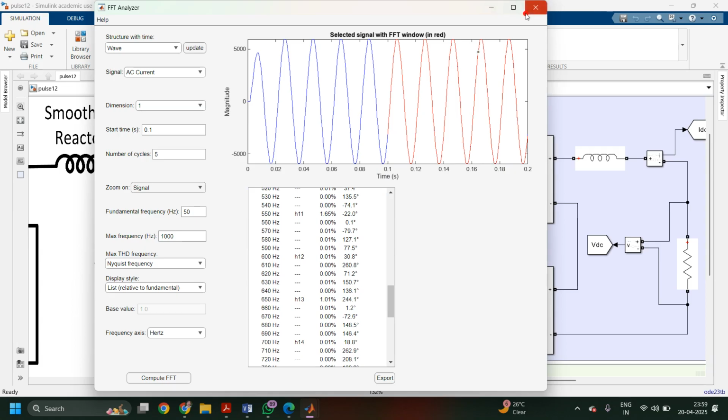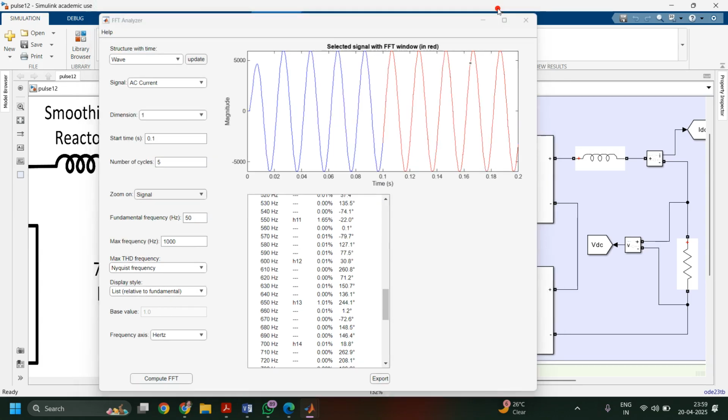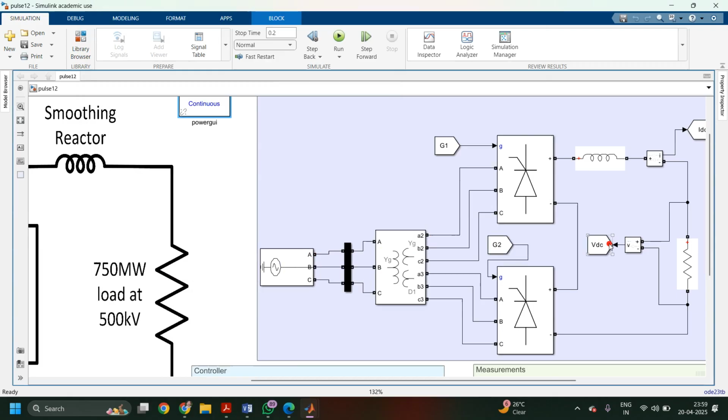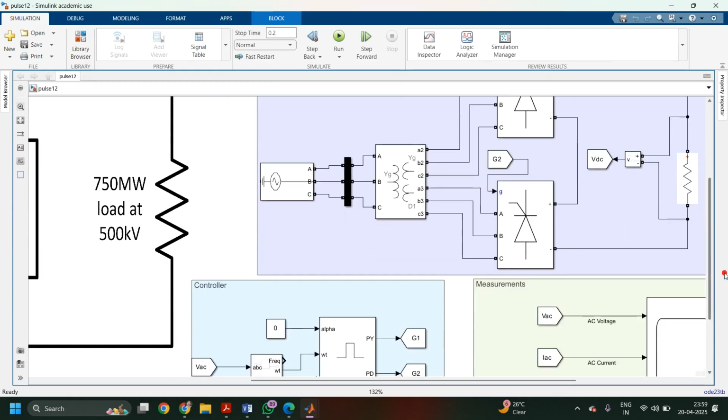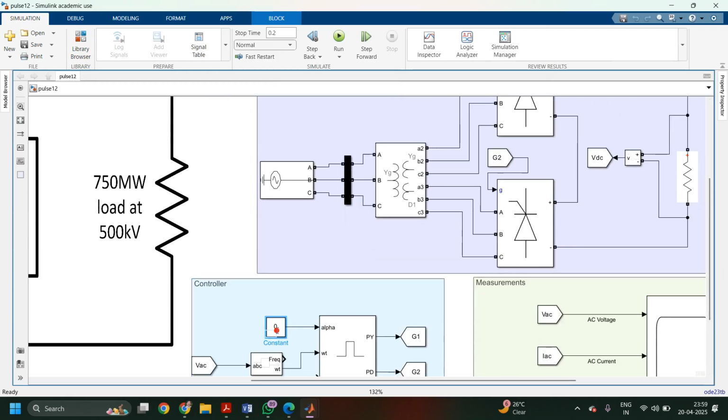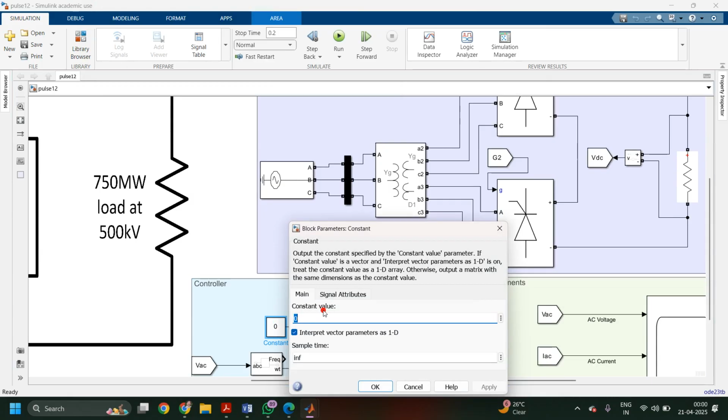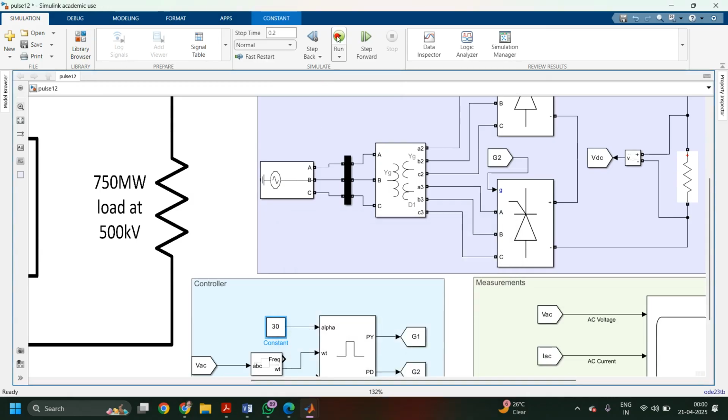Okay, so this is with the firing angle of 0 degree. Now let us change this firing angle to 30 degree, and once again simulate the same circuit.